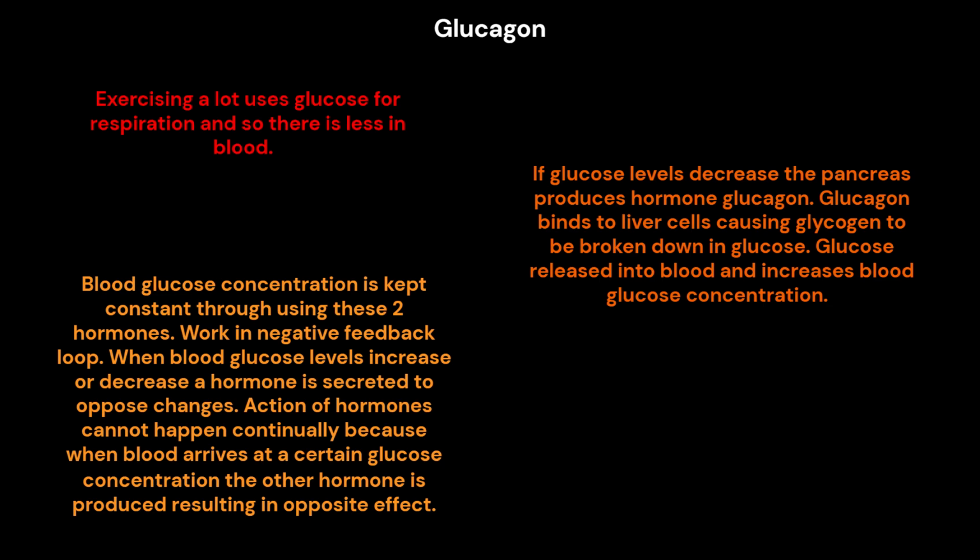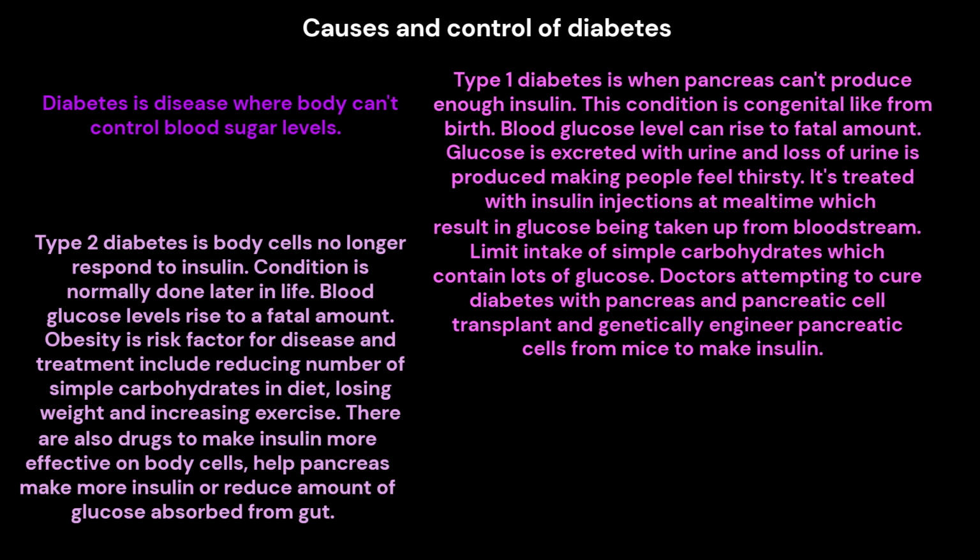Blood glucose concentration is kept constant through using these two hormones. They work in a negative feedback loop. When blood glucose levels increase or decrease, a hormone is secreted to oppose the changes. The action of hormones cannot happen continually because when blood arrives at a certain glucose concentration, the other hormone is produced, resulting in the opposite effect. Causes and control of diabetes.